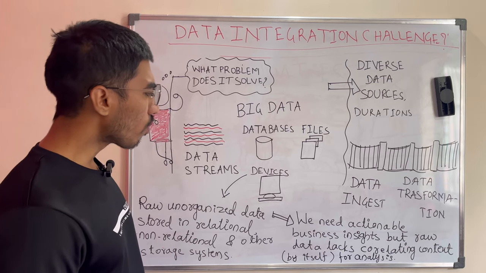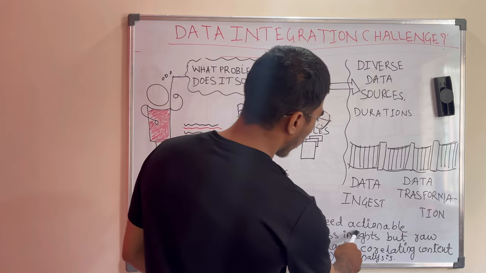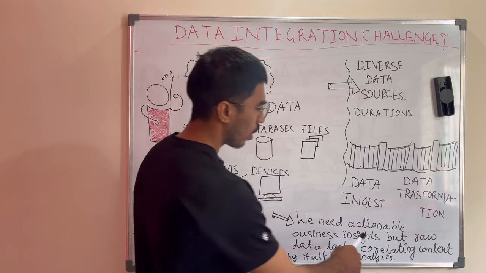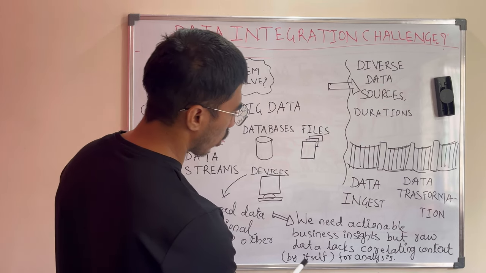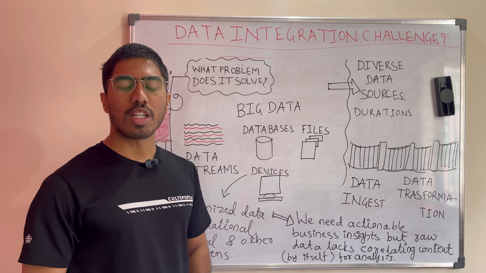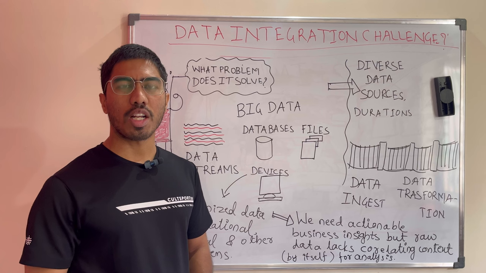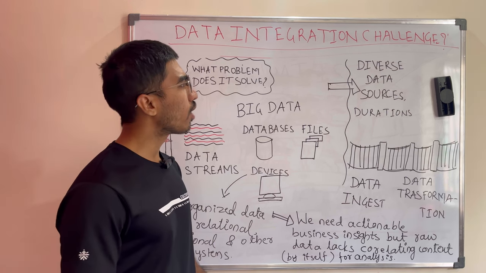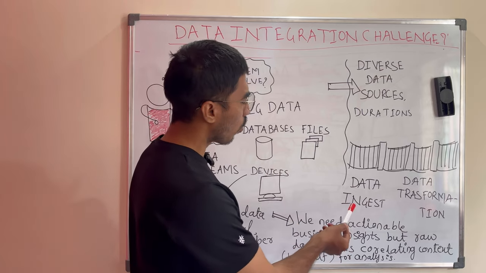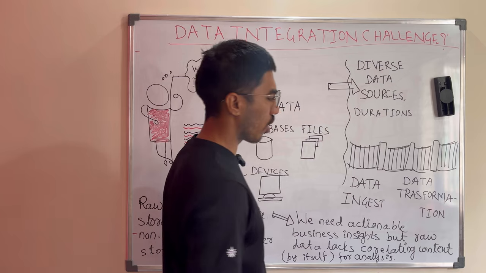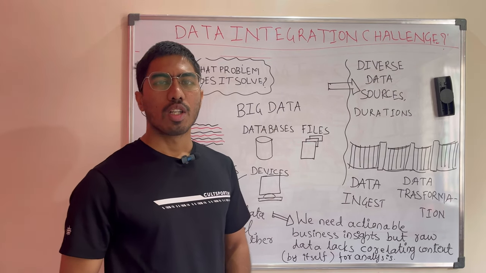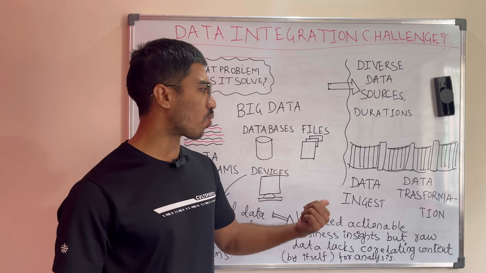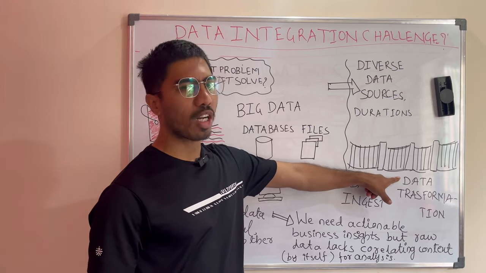Now what action can we take? We need actionable business insights. The data analyst needs actionable business insights, but raw data lacks correlating context for analysis. It is unorganized. We need to organize this raw data so that we can draw some insights and generate reports for further analysis. So this data goes into data ingest and data transformation. Using Azure Data Factory, we can ingest this data from different sources, that is databases, files, devices, and then we can transform this data.